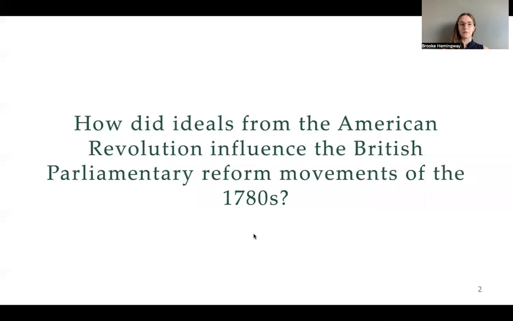Previous scholarship has been primarily interested in discussing parliamentary reform movements in Great Britain that occurred in the 1790s. As a result, a lot of historians have attributed these reform movements to the ideals of the French Revolution. I was doing a little research into this, and I found that there were actually a lot of movements that started before the French Revolution. And so I wanted to find out whether or not the American Revolution and the political ideology that came from that event had any significance or influence on these earlier parliamentary reform movements.